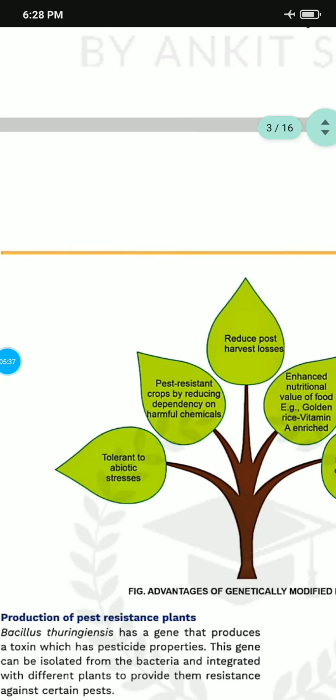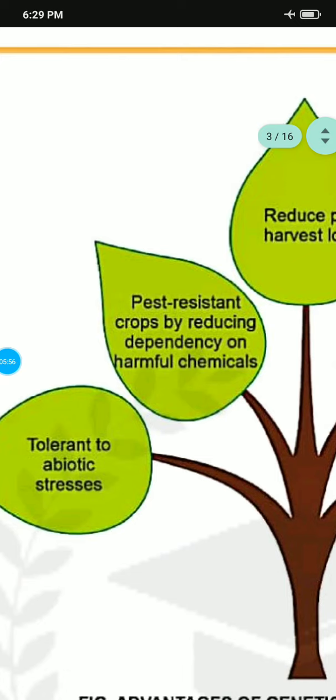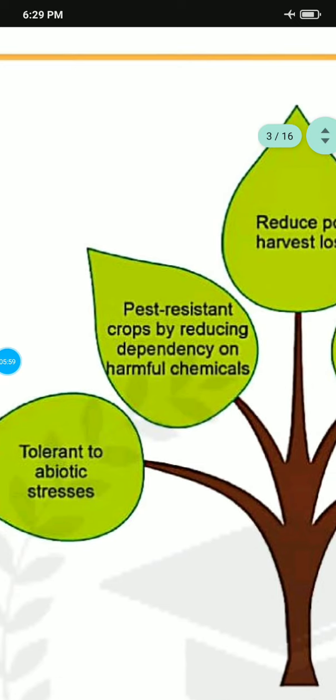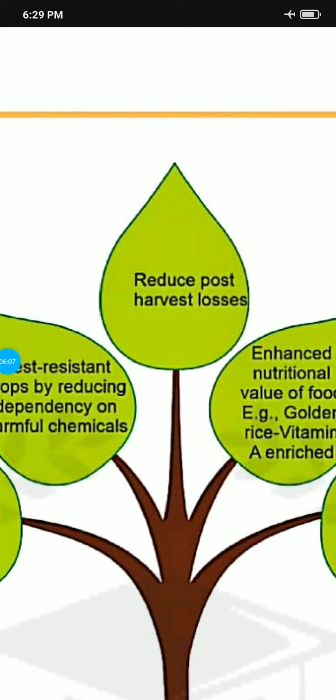There are some. First of all, they tolerate abiotic stress. Lots of stresses are present in front of the farmers, and these farmers can't tolerate these types of abiotic stresses. The second one is the pest resistant crop, which reduces harmful chemicals. With the help of these pest resistant crops, harmful chemicals are avoided. It also reduces post harvest loss.